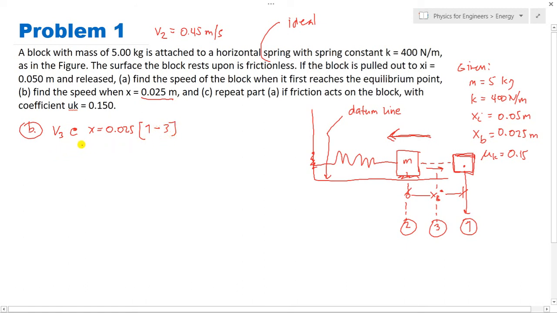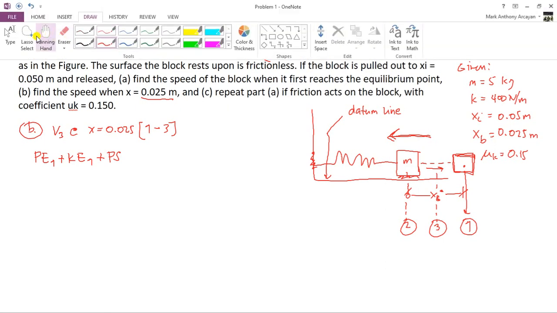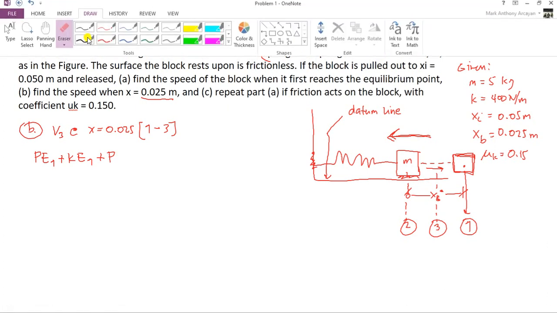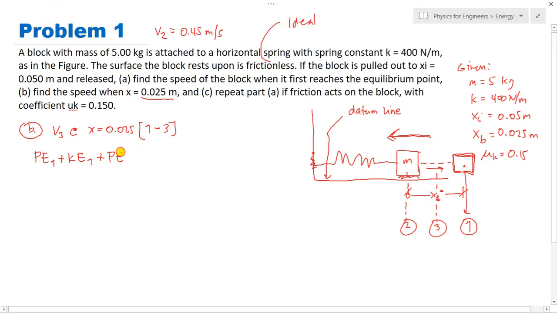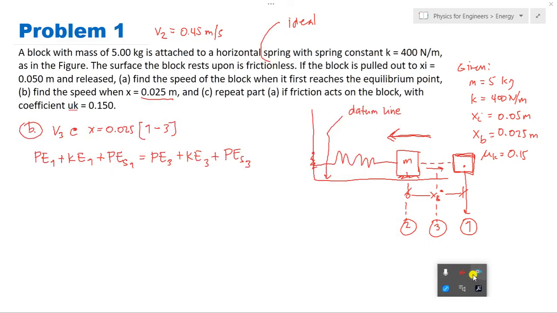Again, using the conservation of energy, the ideal condition, that is potential energy at point 1 plus the kinetic energy at point 1 plus the spring potential energy at point 1 is equal to the potential energy at point 3, plus kinetic energy at point 3, plus the spring potential energy at point 3. That is how we set up the equation for springs.